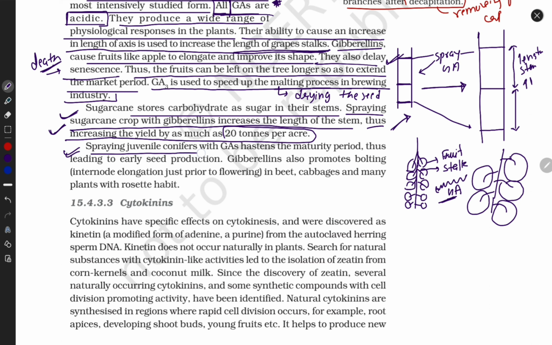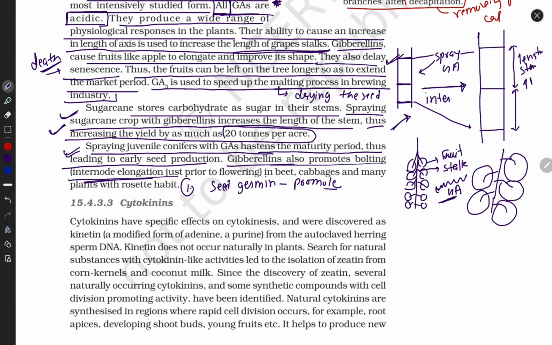Spraying juvenile conifers with gibberellic acid hastens the maturity period, thus leading to early seed production. One of the best features, guys, is that they promote seed germination. Gibberellin also promotes bolting and internode elongation. Look here, this is the internode elongation, in beet, cabbage, and many plants with rosette habit. These are examples where they promote internodal elongation.